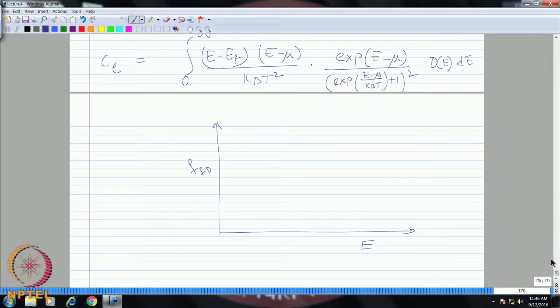Okay, so that at very high energy levels it should go back to the Boltzmann distribution function, that is exponential minus E minus mu by kBT. Okay. So at 0 Kelvin, if I know my Fermi level as this EF, at 0 Kelvin how will this distribution look?